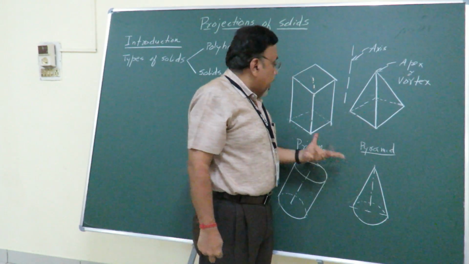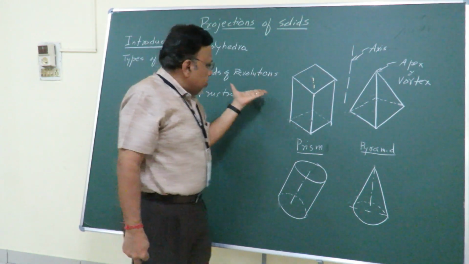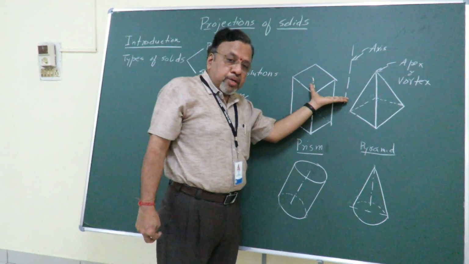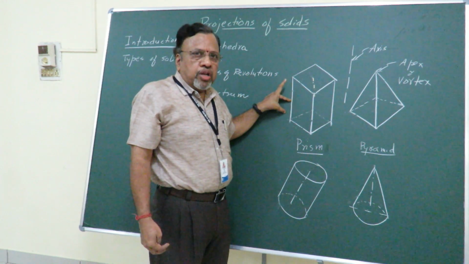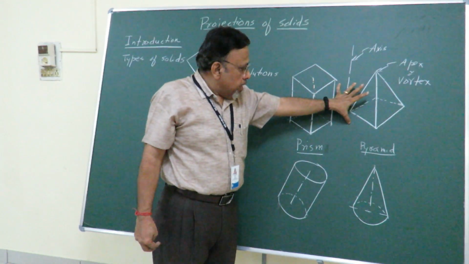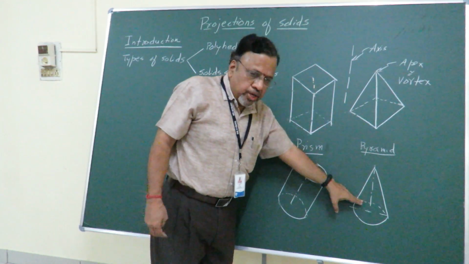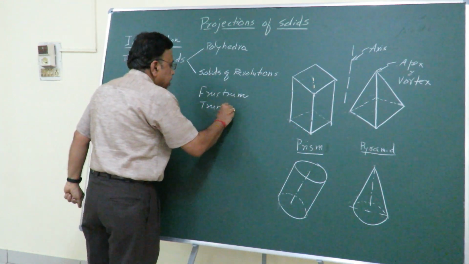But remember, I cannot get a frustum in the case of a prism, because even if you consider a horizontal section plane here, what will happen? The only thing is the height of the prism will decrease, so the shape will remain the same. That's the reason we can say we are going to get only a frustum of a pyramid or a frustum of a cone. Apart from that, finally, we can also have what is known as a truncated solid.